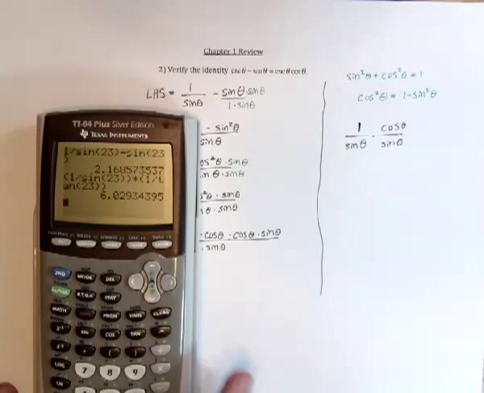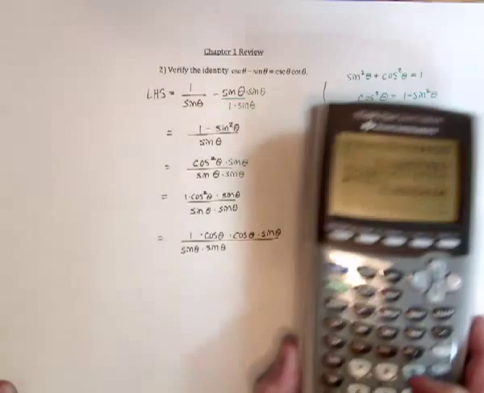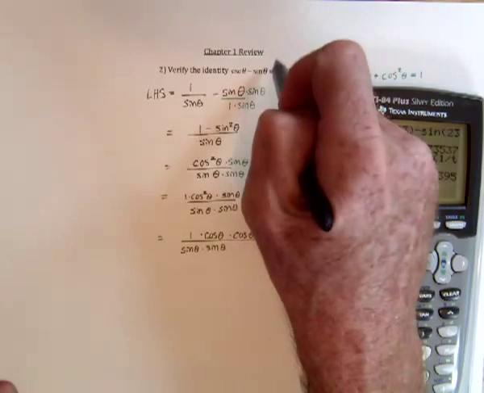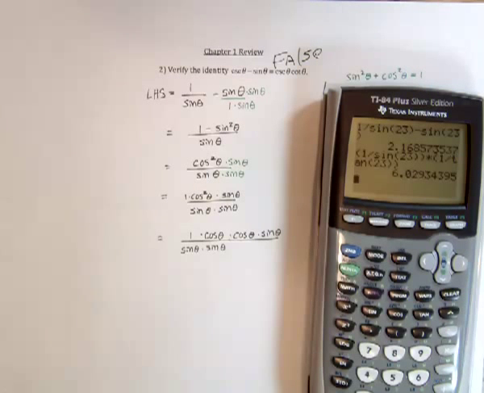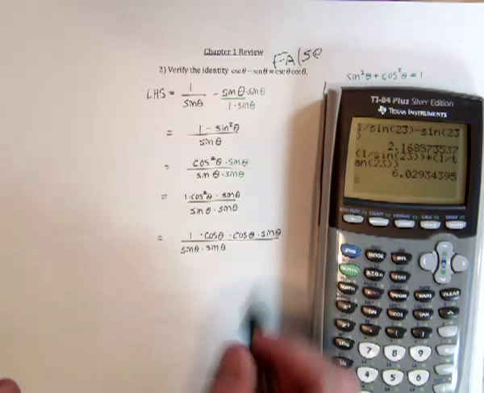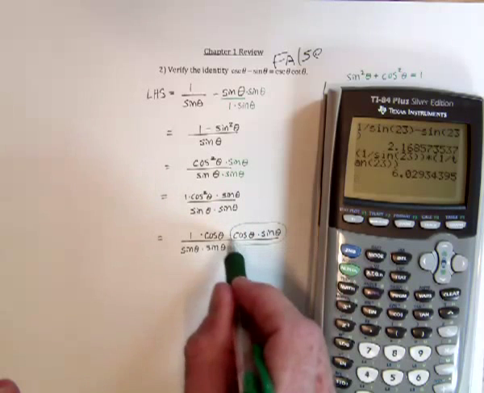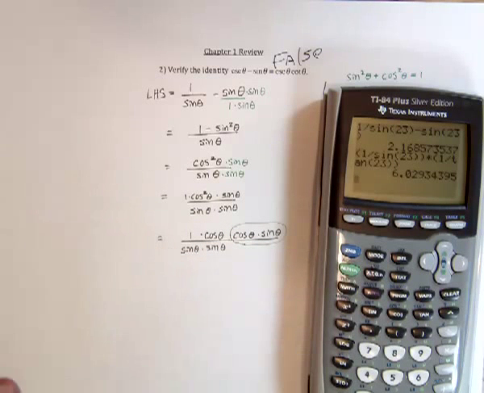No, we don't. And so sure enough, this one is false. As I could see down here, when I got this extra sine and cosine in it that weren't supposed to be there.